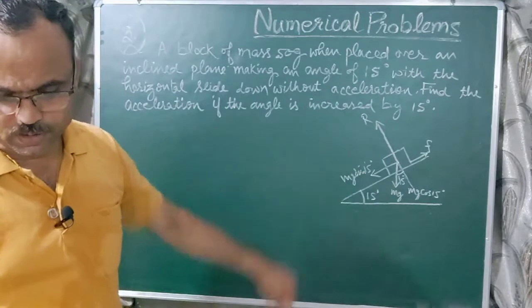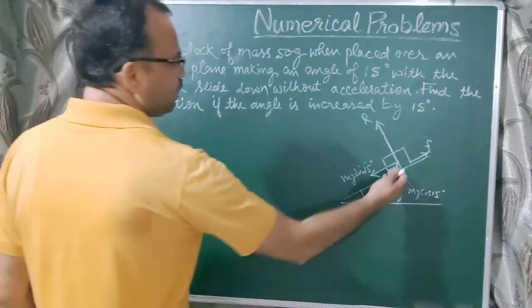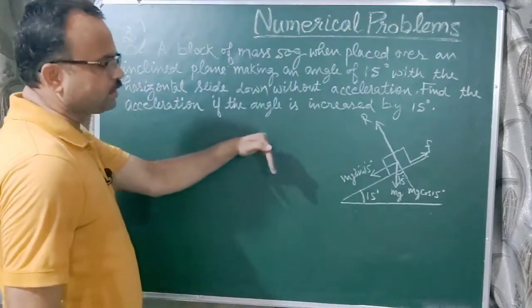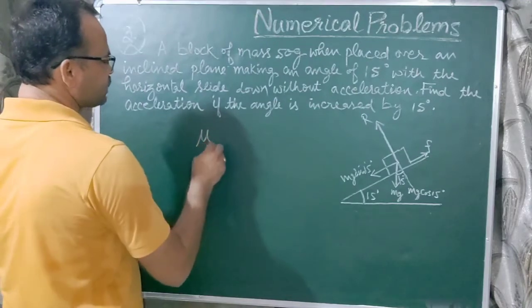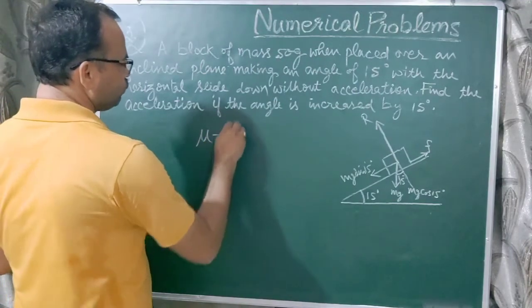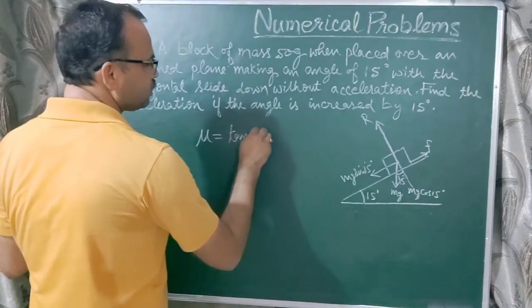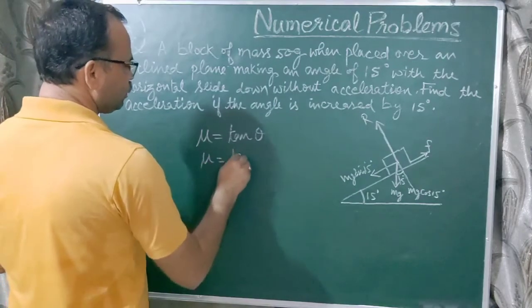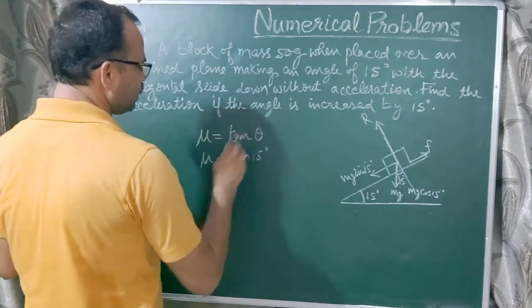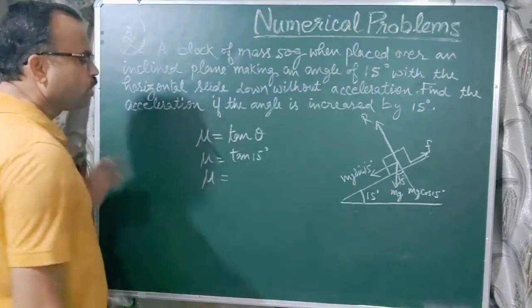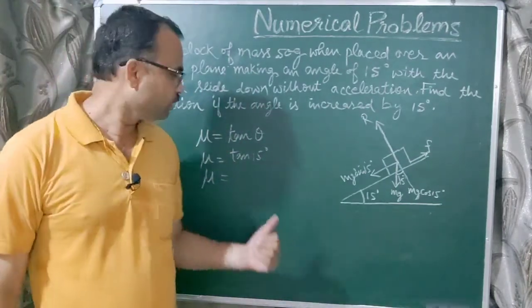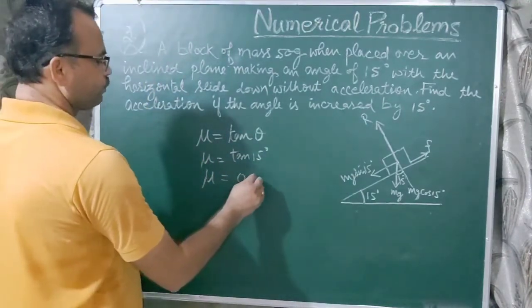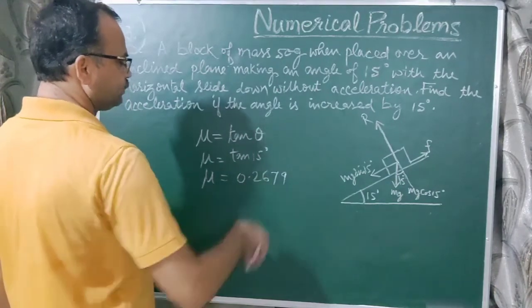So from this figure, first we calculate the coefficient of friction. In this condition the body is not sliding down, so the coefficient of static friction is equal to the angle of repose, means tan theta. So here theta is 15 degree, so mu is equal to tan 15 degree. When we see the value of tan 15 in the table given at the back side of the book, it is 0.2679.